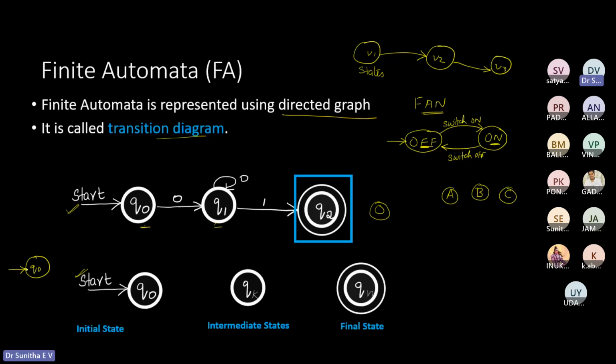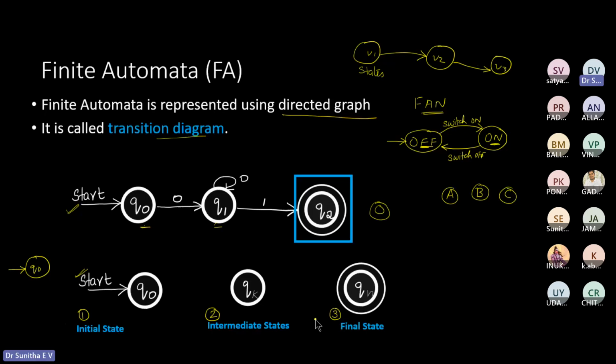So these are the three types of states in any transition diagram. One is the initial state, and there will be only one initial state. There can be any number of intermediate states, and there can be any number of final states. So initial state, intermediate state, and final state. These are the three types of states in finite automata.